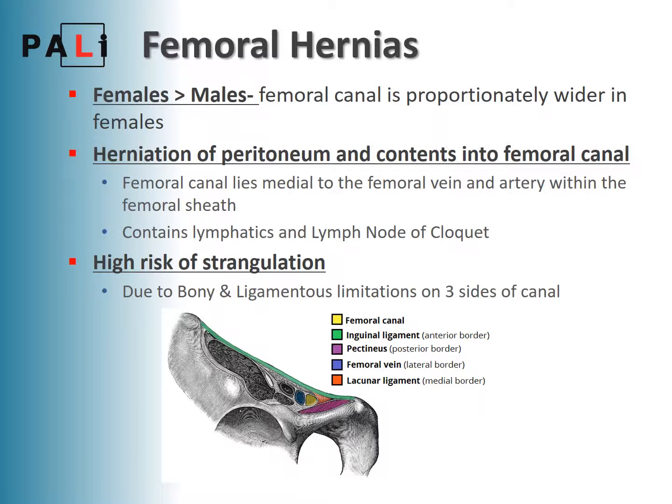As mentioned previously, these are more common in females than they are in males, and this is because the femoral canal is proportionately wider. Femoral hernias are the herniation of peritoneum and its contents into the femoral canal. The femoral canal lies medial to the femoral vein and artery within the femoral sheath and contains lymphatics and the lymph node of Cloquet. There is a higher risk of strangulation than in inguinal hernias, and this is because of the bony and ligamentous limitations that exist on three sides of the canal.